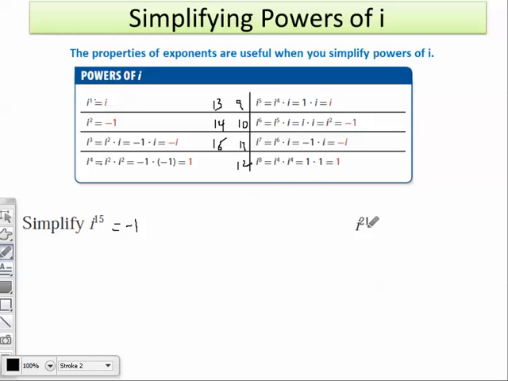How about I to the 21st? Well, there's 16 there. I could keep going. 17, 18, 19, and 20. So 21 would be this one up here. That means I to the 21st is actually equal to I. So we're going to be reducing these things down simply, getting rid of the powers at every chance we get.